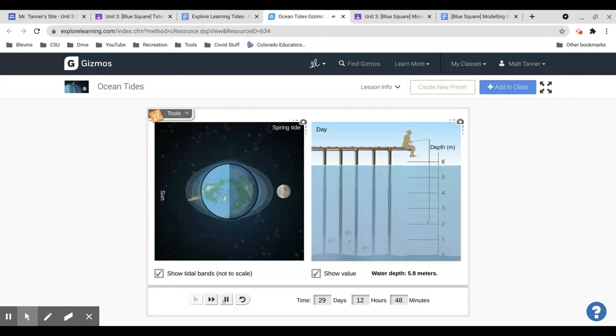Play this for just a second. Let's go back a little bit more. There's a 5.9 meter high tide. That's as high as it ever gets. And it says to take a screenshot.